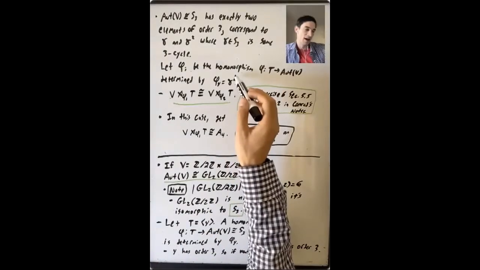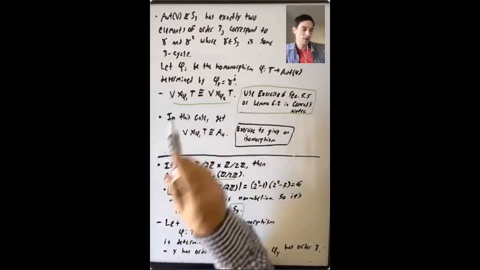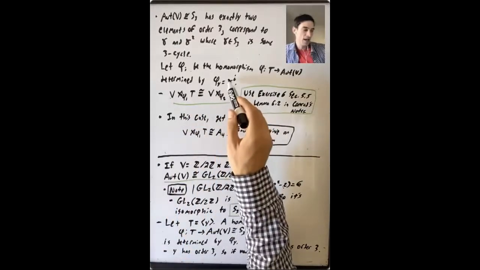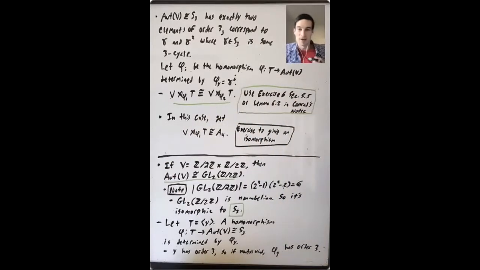You could also take i equals 0, which would give you the trivial homomorphism. So if you take these 2 non-trivial ones, where you either send y to gamma or y to gamma squared, the semidirect products you get are isomorphic.